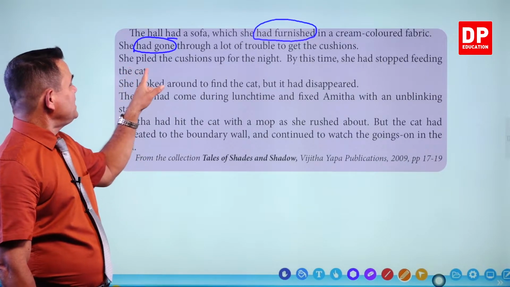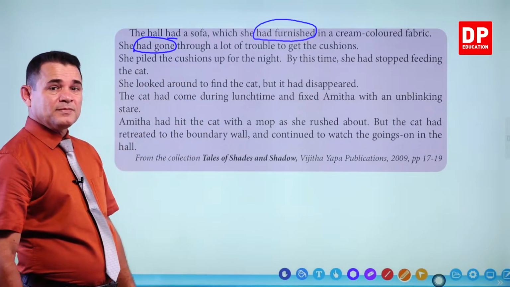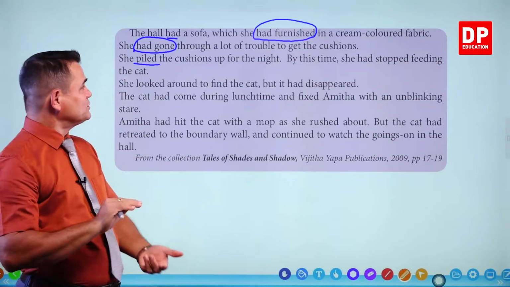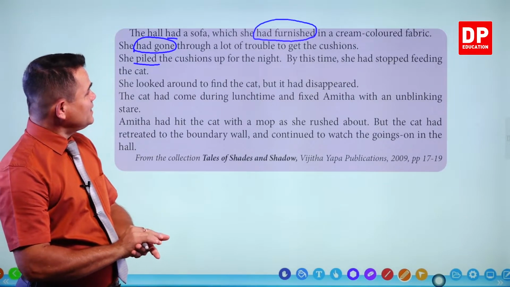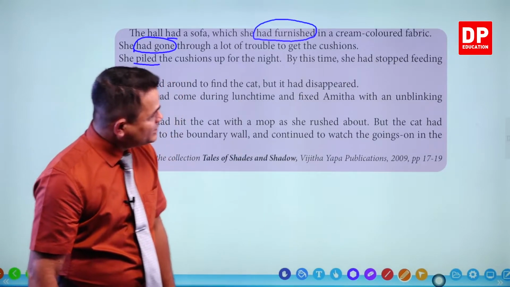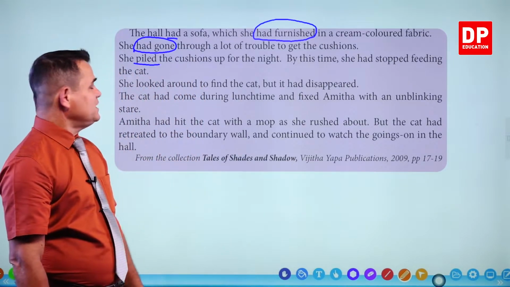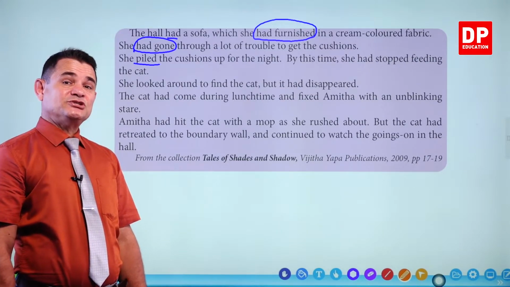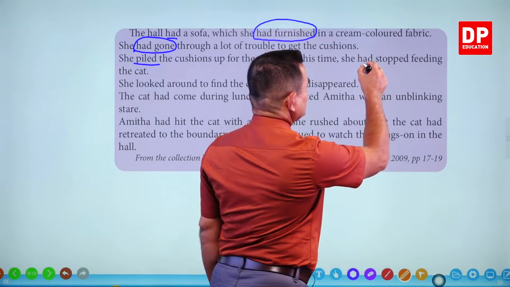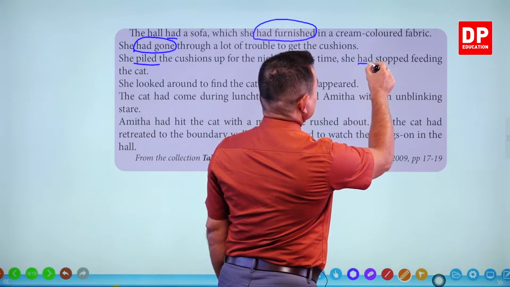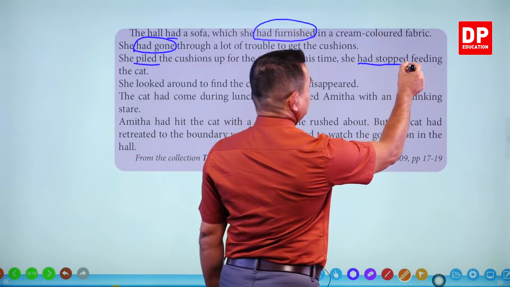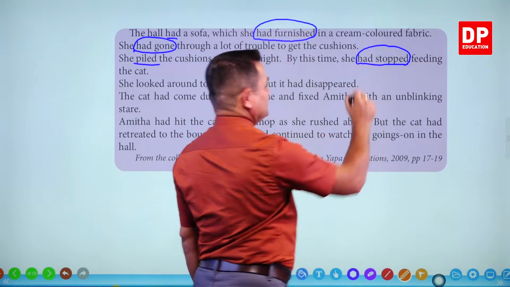She piled the cushions up. This is simple past. By this time, she had stopped feeding the cat. Had stopped. It should be circled. Past perfect.